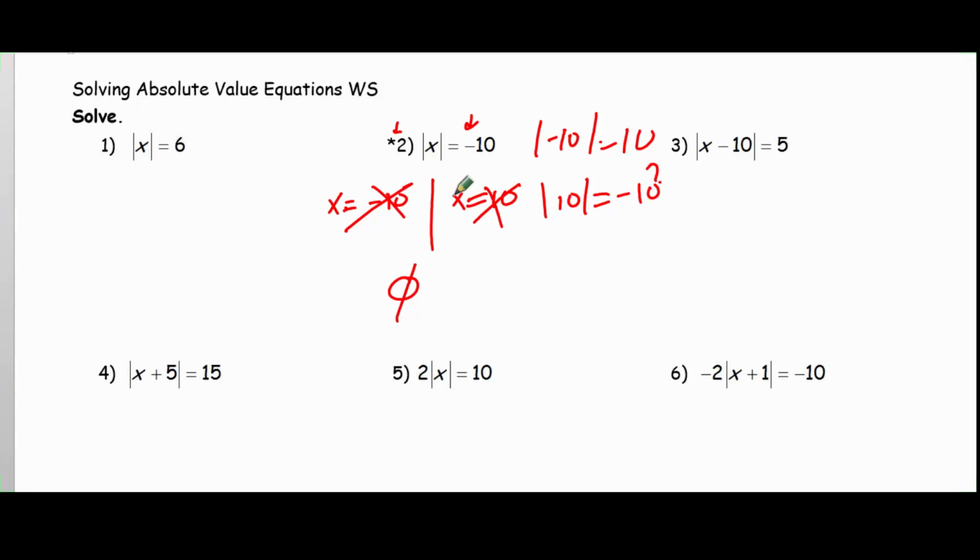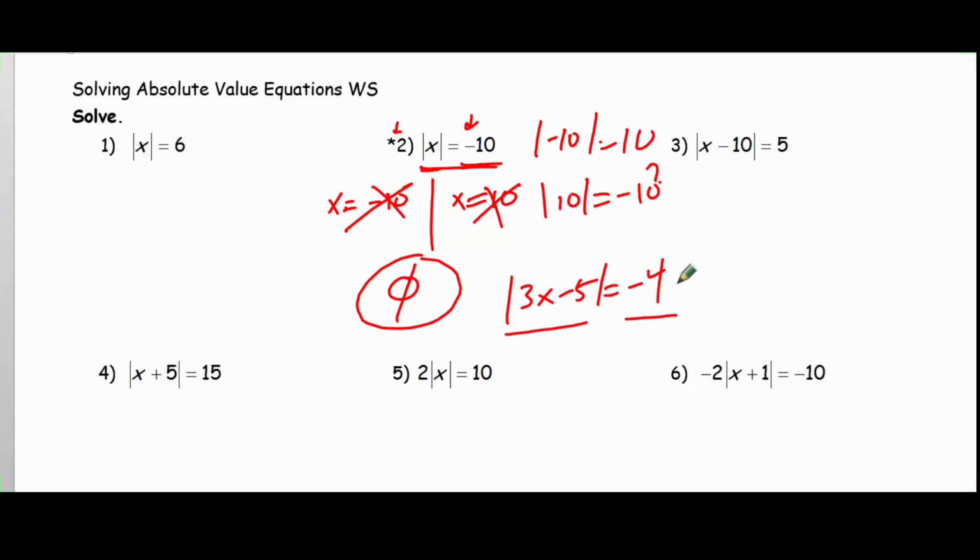Now think about this logically. The absolute value, the distance from 0, is negative 10. Does it make sense to have a distance of negative 10? It doesn't. This just doesn't make sense. There is no solution to this equation. So you always want to watch for, does the absolute value ever equal a negative number? Now it could be something more complicated, like the absolute value of 3x minus 5 equals negative 4. The second you see that the absolute value equals a negative, there's no solution.